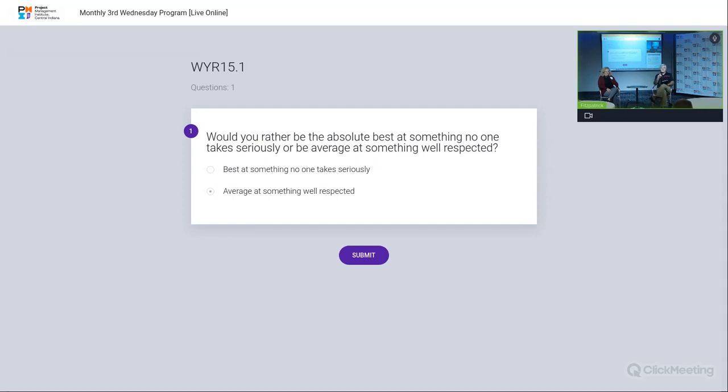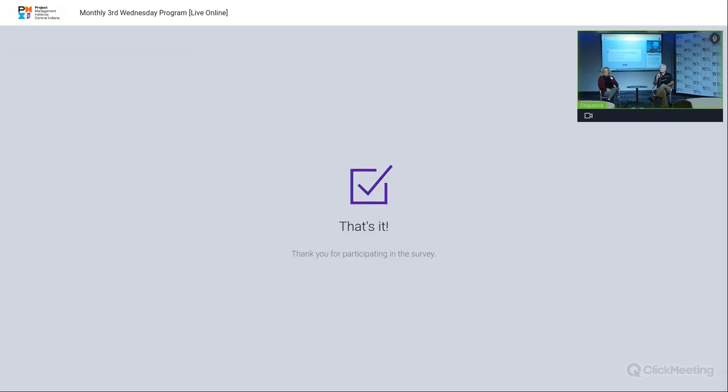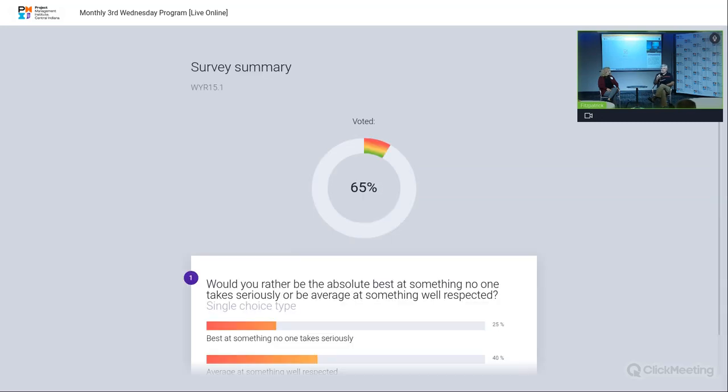Okay, who would like to be the best at something that doesn't matter? We have about a good 60, maybe 70%, maybe more. And who'd like to be average at something that's really appreciated? We have a strong contingent on one side of the room, actually, and one person on the other side of the room on that, but probably around 15-20%. 65% people voting online. Let's take a look at these. And it looks like average is leading the online folks. Average at something that's well respected. Almost a 2-to-1 margin there.